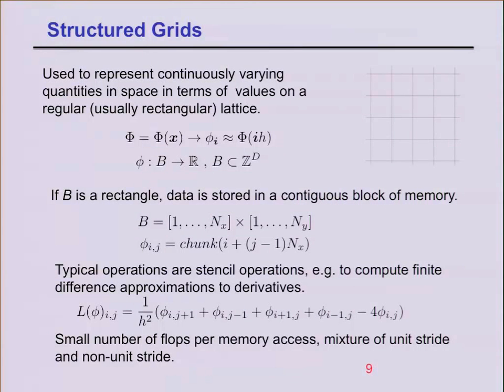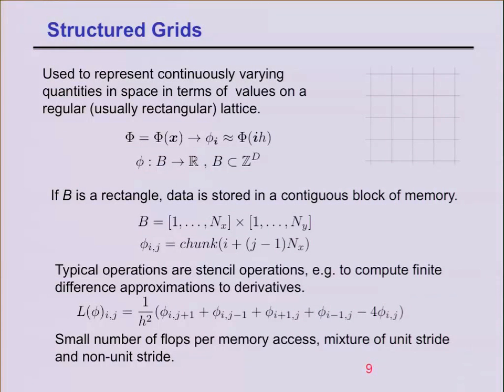Let's talk about structured grids first. So these are things on rectangular grids. If it is stored on a discrete rectangle, that is, a rectangular lattice of finite size, then you store it in a contiguous chunk of memory. So you have a chunk, and you want to index into it. Well, you just march through in this order to get at it.